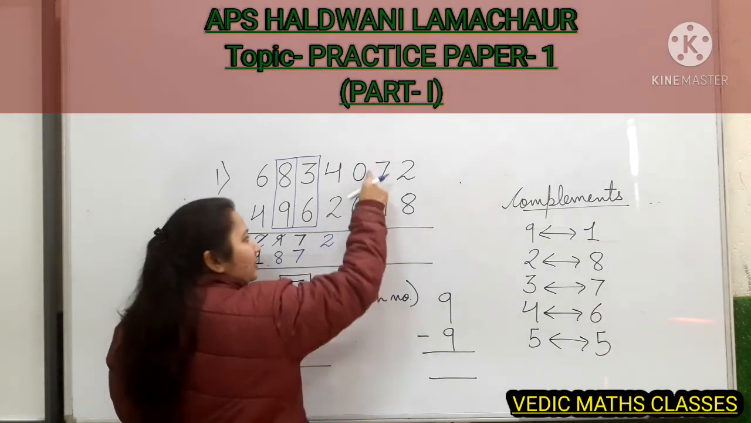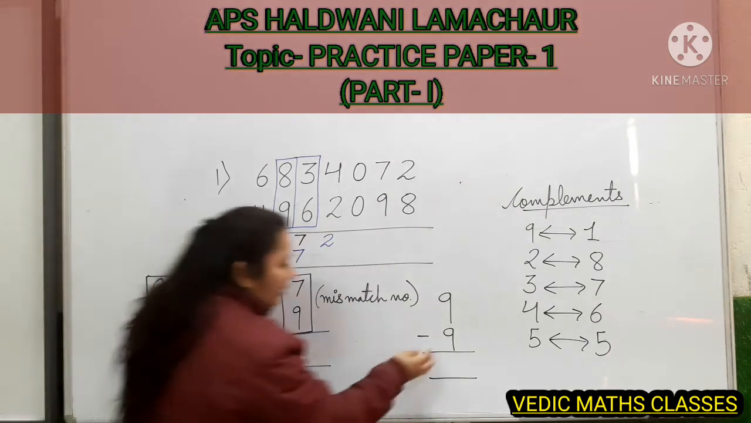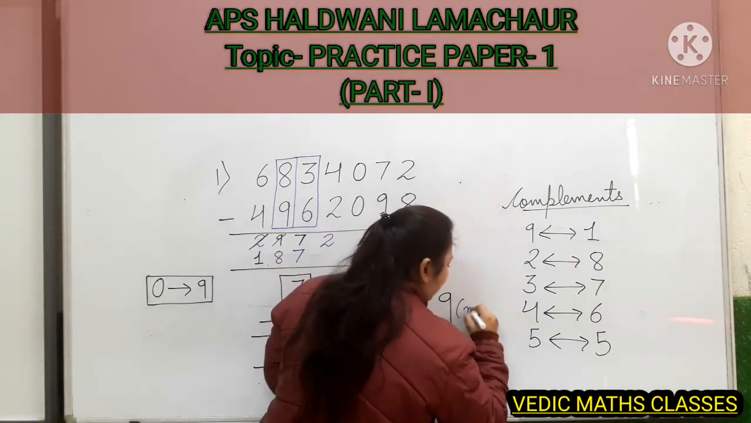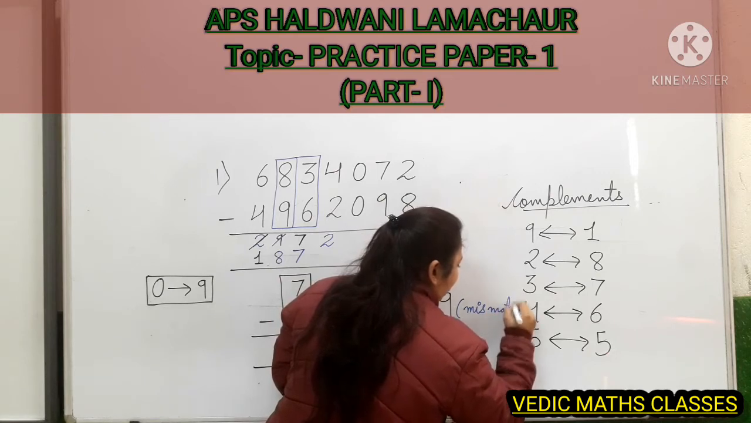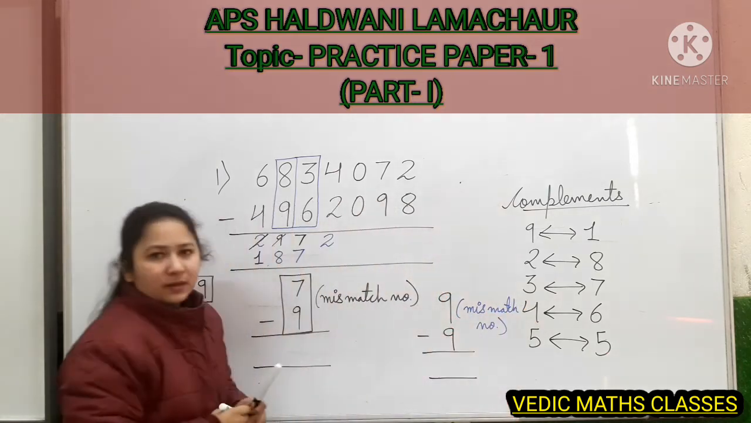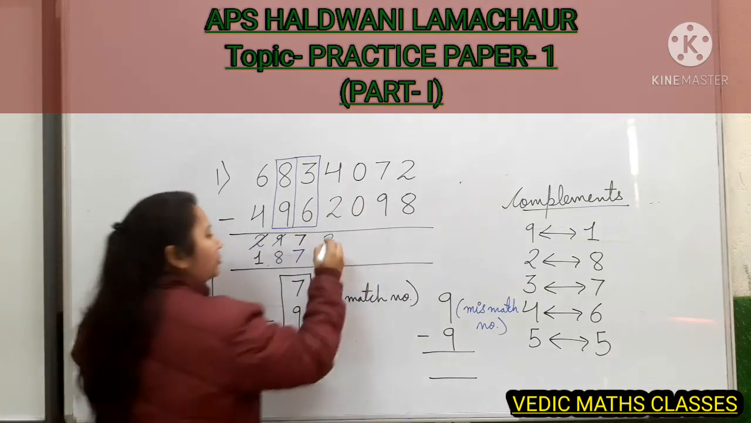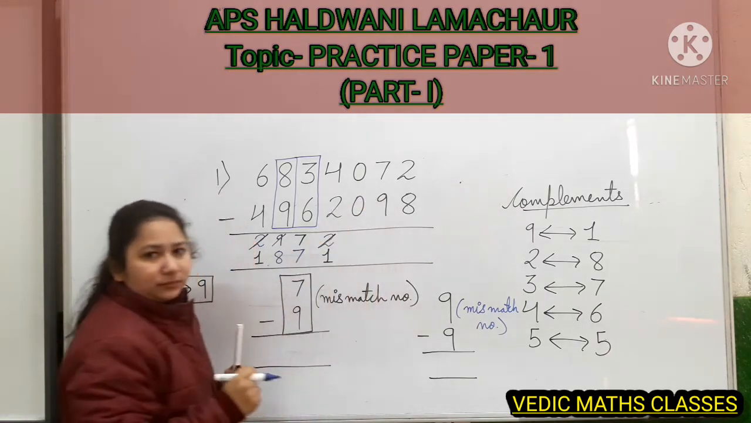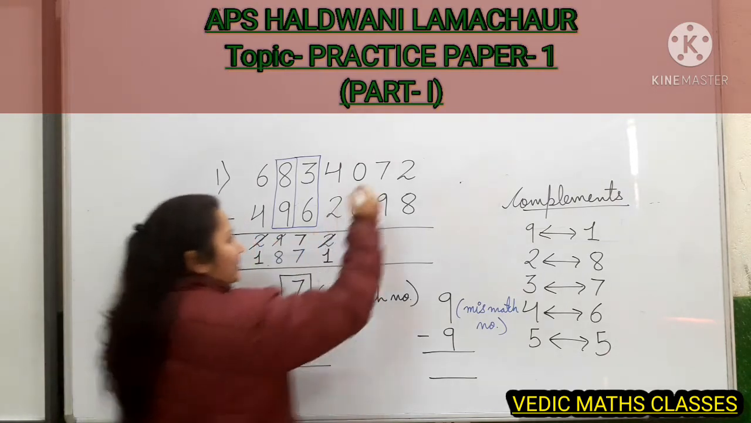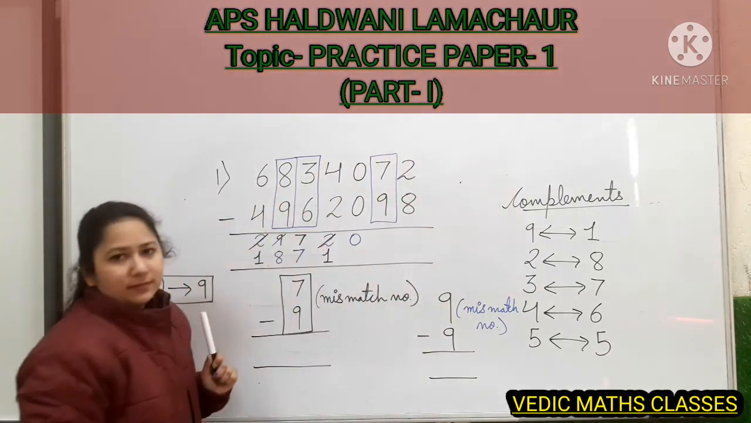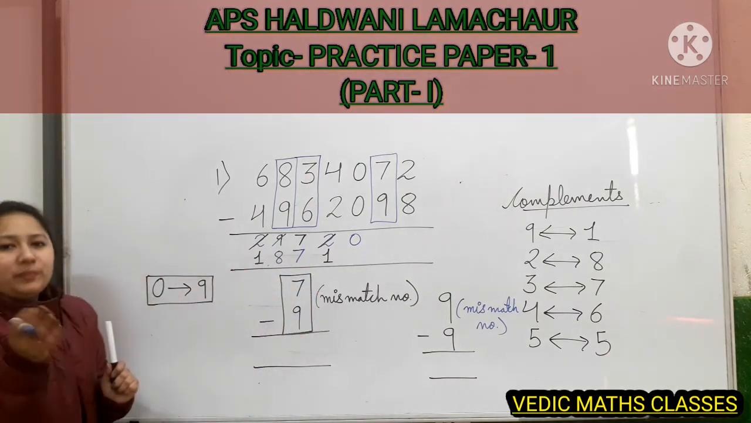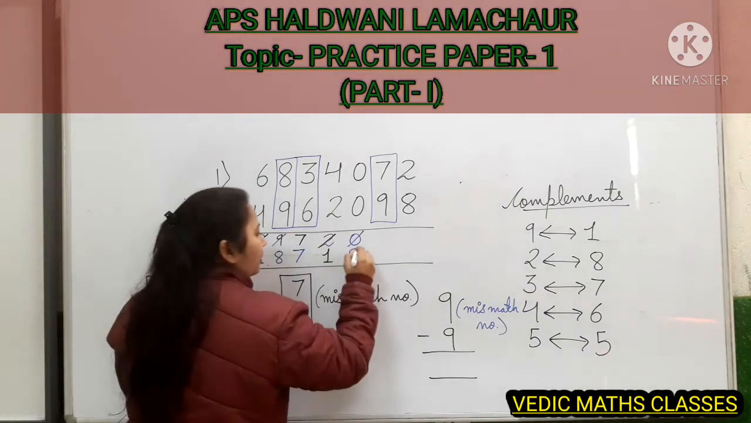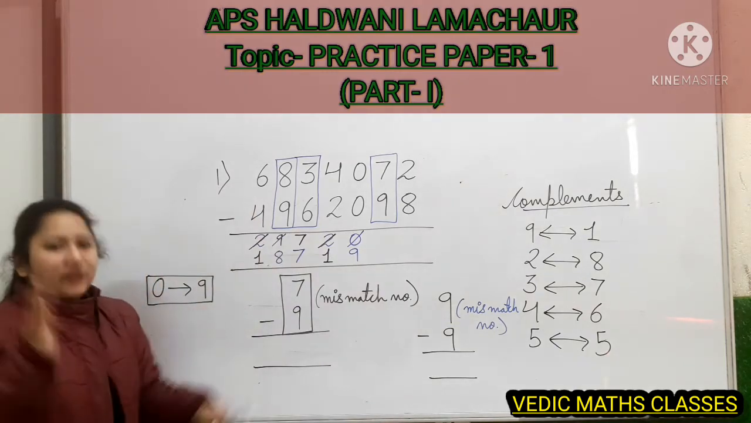Now, you can see this is a mismatch number. As I told you that when you will get same digits up and down, they are mismatched numbers. So, 0 and 0 is a mismatched number, so 2 will become 1. Now, 0 minus 0, 0. Now, you can see that your next number is a mismatched number. So, I have told you that whenever you have to make 0, 1 less, so you will make 0, 9. 0 will become 9, means 1 less.